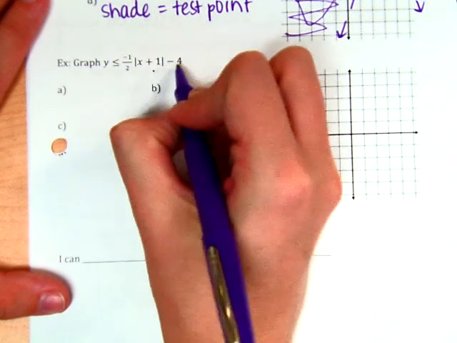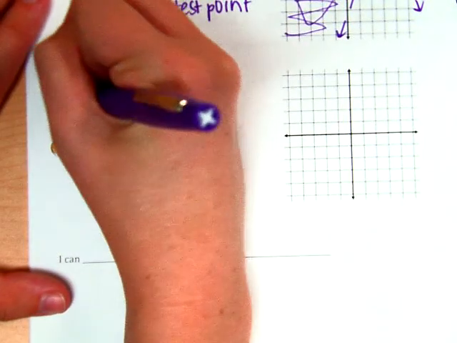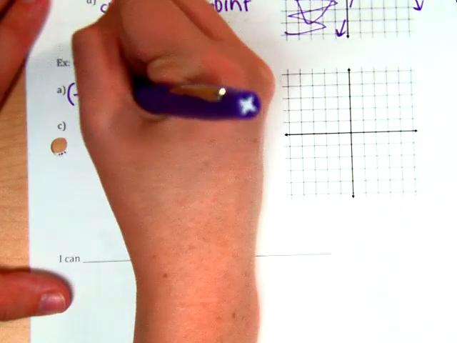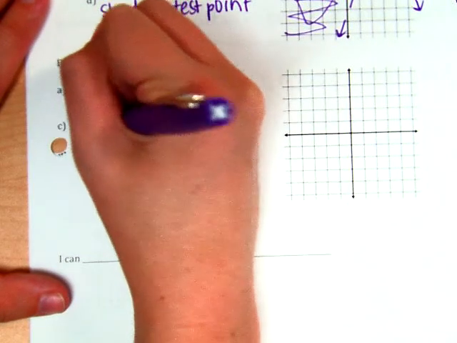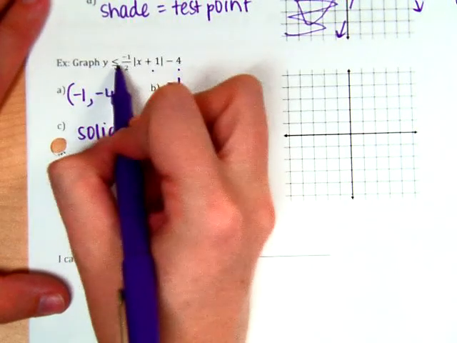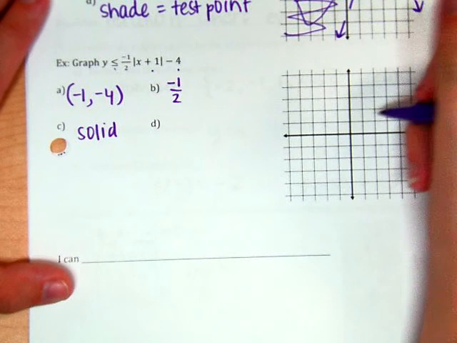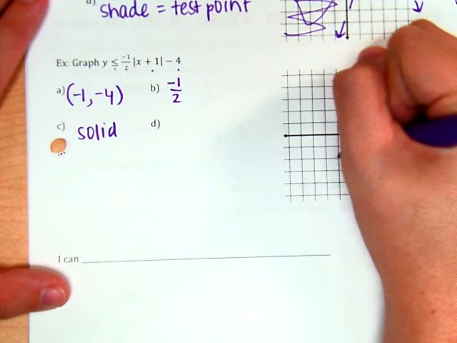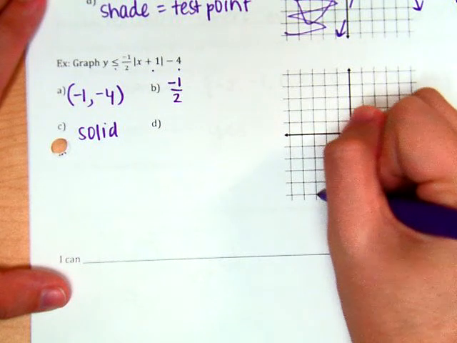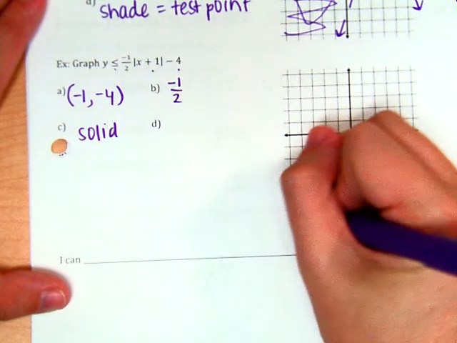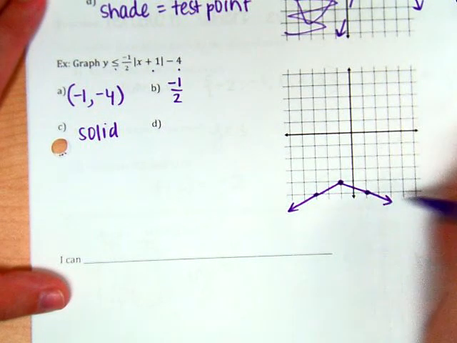Okay, let's do another one. My vertex, so I got positive and negative, so I got changes, remember? -1, -4, my slope, -1/2. I got a solid line because it's equal to, and we'll come back to the test point. So, -1, -4, down 1 over 2, down 1 over 2, solid line happening this time.